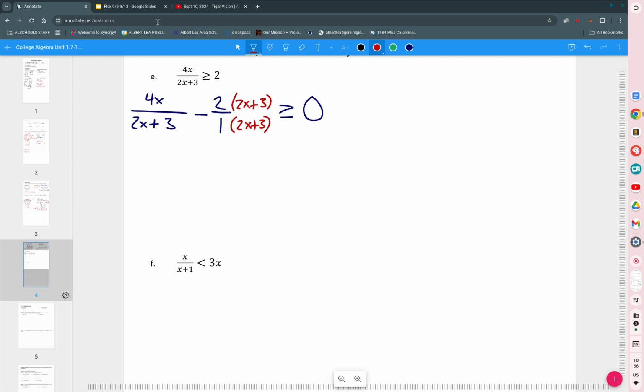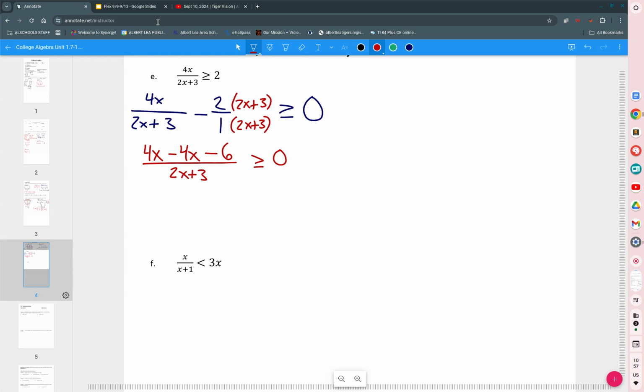What do you now get in the top? 4x plus 6. So I get a 4x here, minus 4x, plus 6, minus 6. We're distributing a -2 because of the subtraction sign. What is our new denominator? 2x plus 3, and it says greater than or equal to 0.